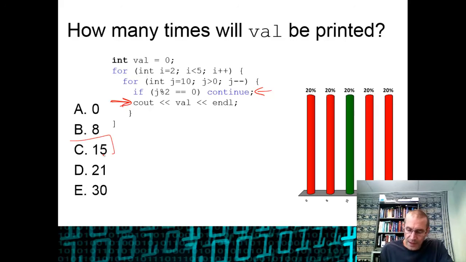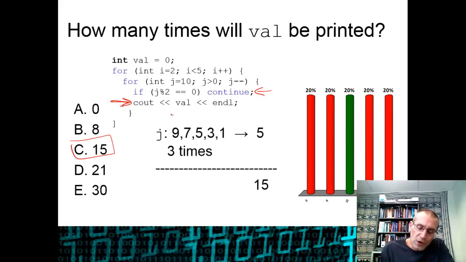Okay. Well, the answer is it would go 15 times. If you look, what this says is if j mod 2 is 0, continue, which says on all the times that j is even, skip that record. So when j goes from 10 down to 1, you're never going to evaluate it at all the even times. Effectively, we're only going to do it when j is 9, 7, 5, 3, and 1. That's going to be 5 times, and it's going to do that each time for i. There's no change in i, so 3 times. So 3 times 5 is 15. So let's evaluate that to 15.